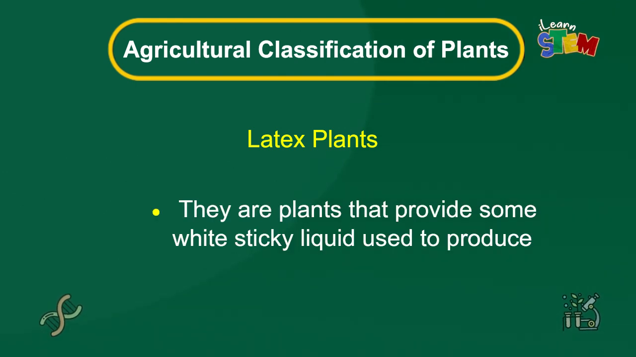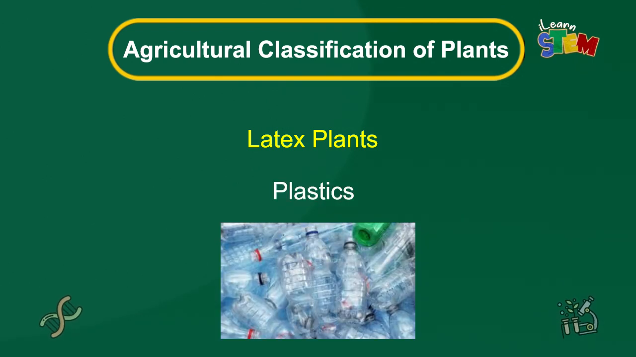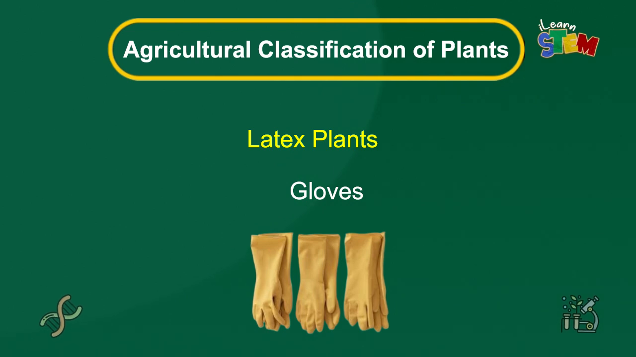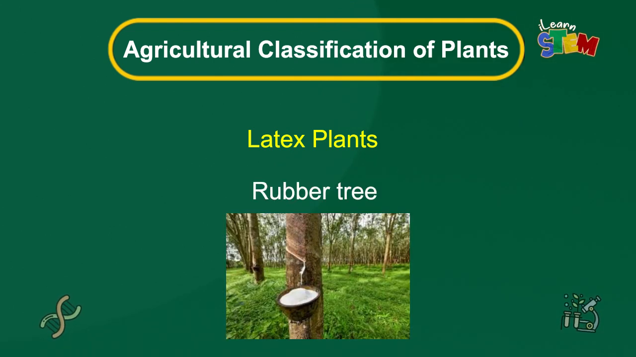Latex plants are plants that provide some white, sticky liquid used to produce plastics, tires, gloves, and more. An example is rubber tree.